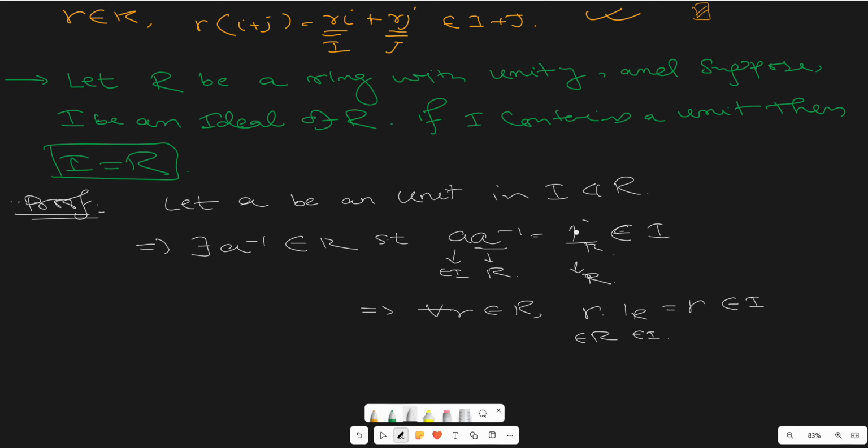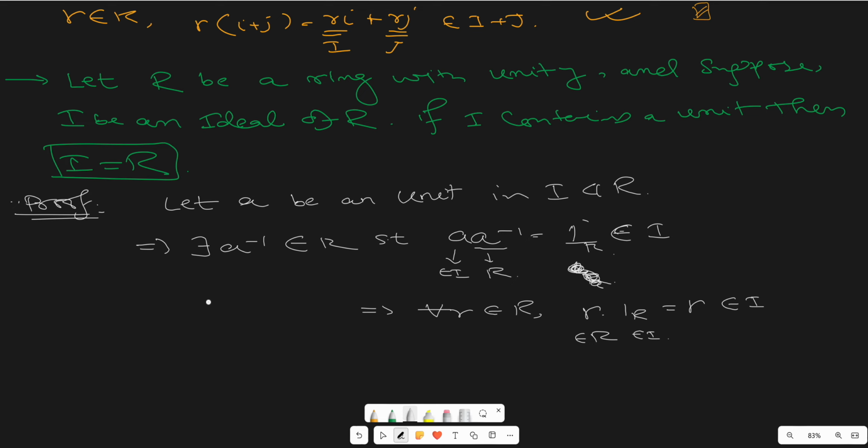Because see, this is an element in R, right? This 1R is an element in I. See, I is an ideal and you have an element in R here. So I dot R should be inside I. This 1R is inside I. Are you getting my point?